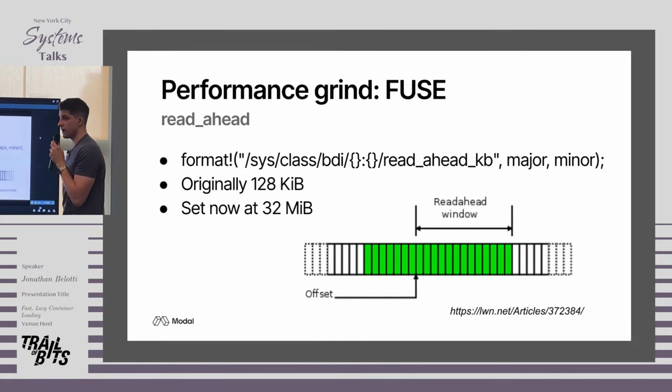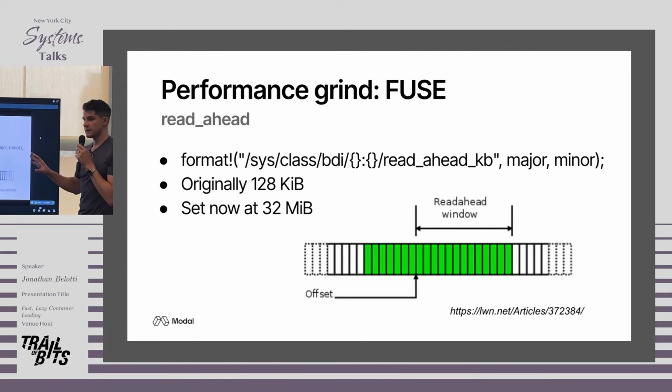We increased read ahead a lot. Read ahead is something in the kernel that allows the kernel to request future pages when it receives a request for a particular page. The default in the Linux system, for quite sensible reasons, is 128 kilobytes, which is a handful of 4 kilobyte pages. Doesn't work at all if you have really high latency, because you could be falling back to the network. So we've set ours at 32 megabytes.